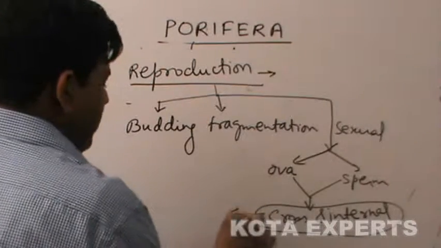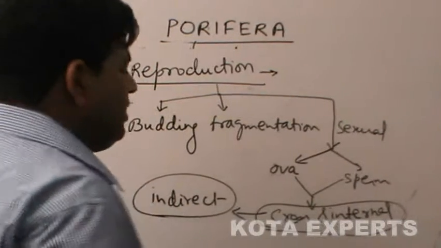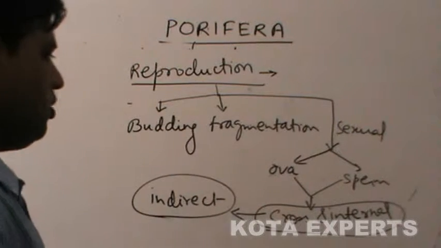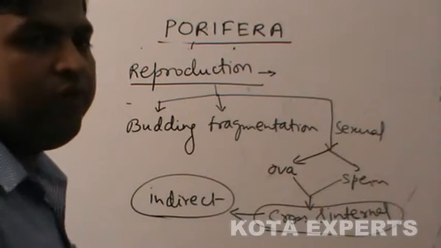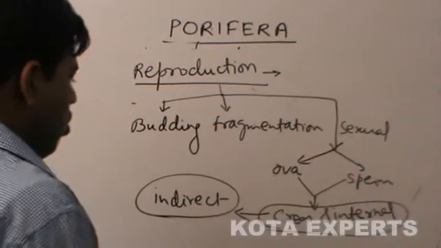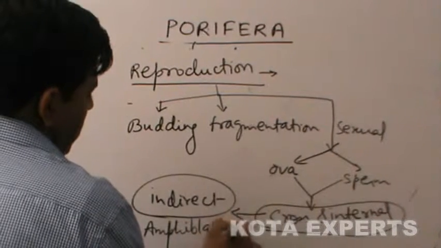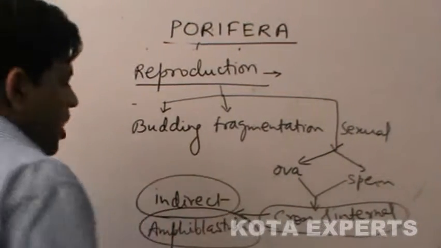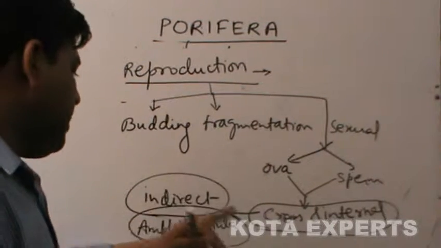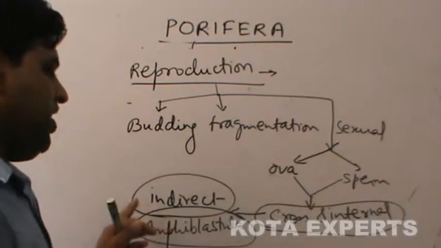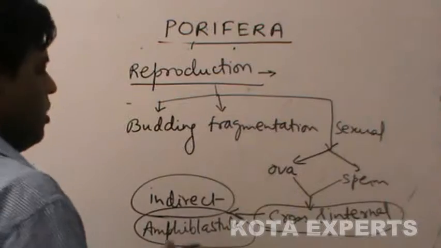So the development is indirect. As far as development is concerned, that is, development of the zygote into the adult form, it is indirect because there is the presence of a larva called amphiblastula. The amphiblastula larva is found in the life cycle of Leucosolenia. That is why the development is called indirect type of development. It is a solid larva.